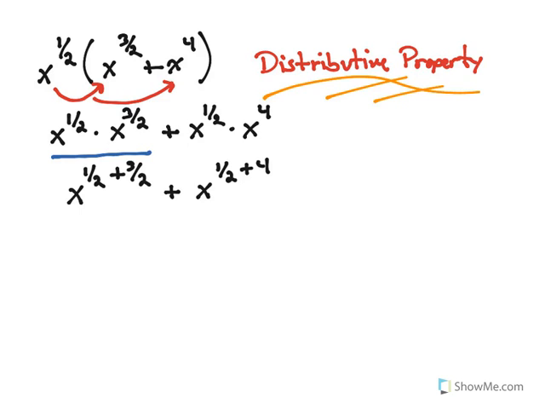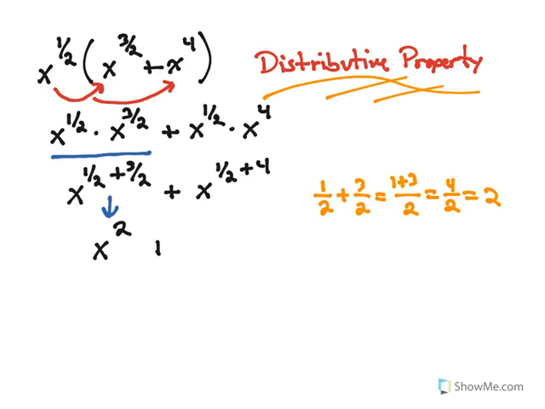So to making sure we're understanding our fractions, if you have 1/2 plus 3/2, the denominator is the same. So all we're doing is adding the numerators. So 3 plus 1 is 4 over 2. 4 divided by 2 is 2. We want to make sure we're super clear on that. So this gets simplified to x to the 2nd power plus, and now we do the same thing over here.